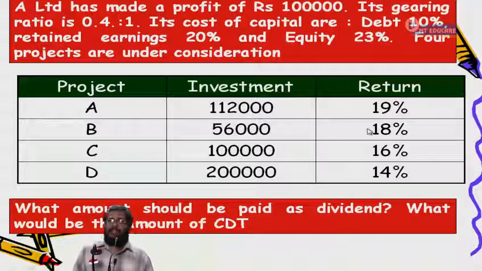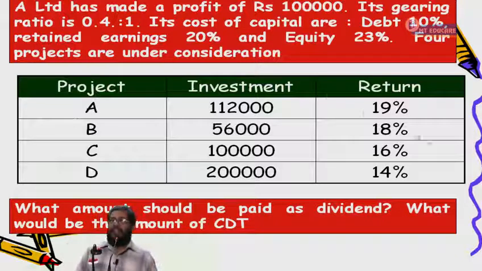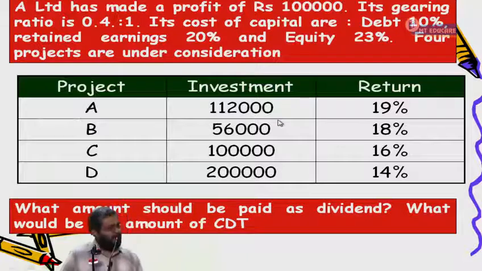Project A gives 19% return. Is it a good project or not? We cannot jump and say like that. The project gives you how much? 19%. This is a return on investment. For that, a capital of 1,12,000 is required, or not?